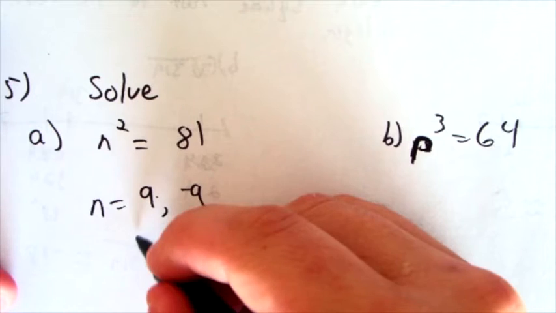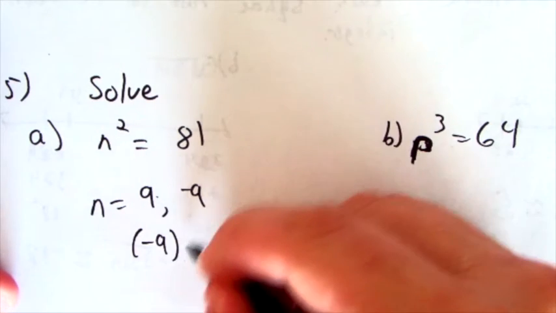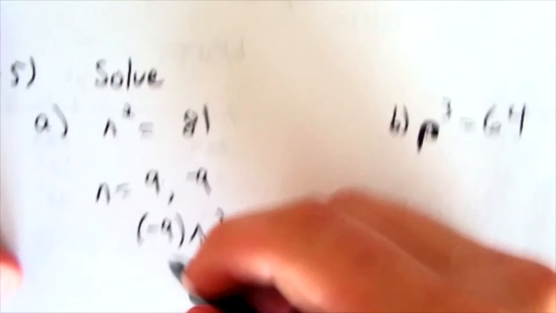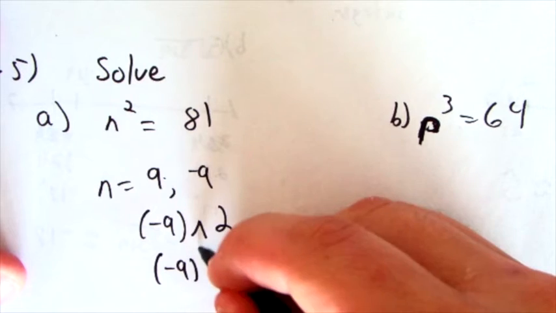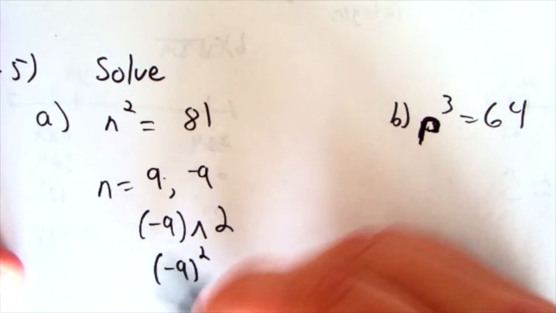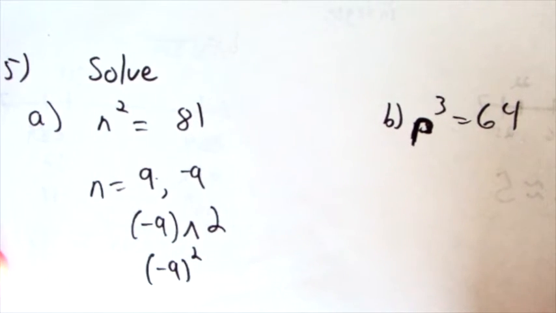Remember, when you're plugging this into your calculator, it needs to look like this in your calculator. Or it could look like this. But this negative 9, this is the base. That needs to be in parentheses.